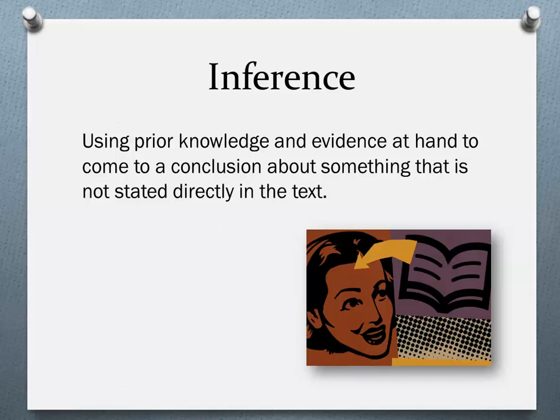An inference is when you use prior knowledge or evidence at hand to come to a conclusion about something, a realization about something that is not stated directly. For example, in Of Mice and Men, we have this character called Curly who's a bully. It never comes right out and says that Curly's insecure, but it gives us a lot of hints that he's kind of an insecure guy, and we have to infer that he is insecure, even though it's not said directly.